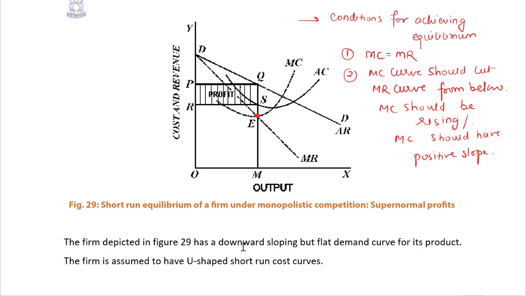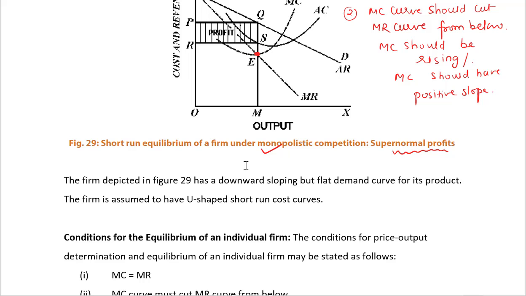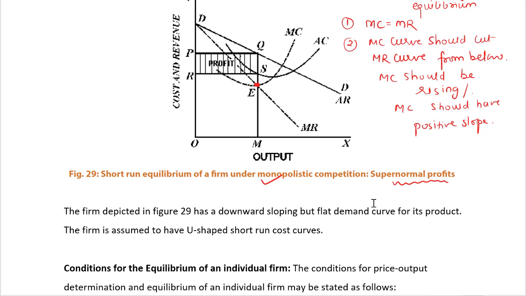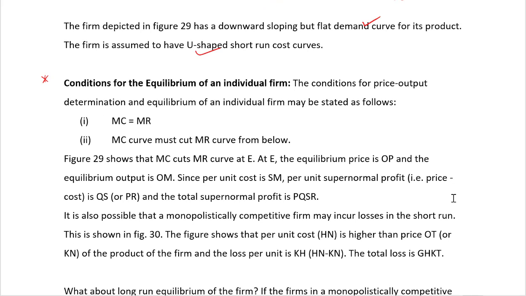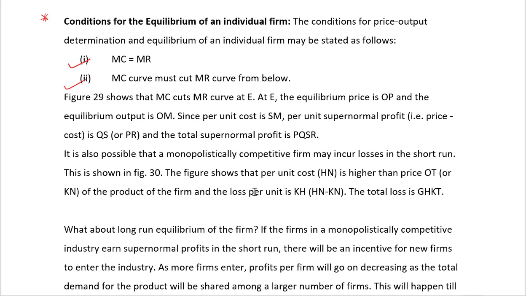So, short run equilibrium of a firm under monopolistic competition, the example of supernormal profits. The firm depicted in figure 29 has a downward sloping but flat demand curve for the product. The firm is assumed to have a U-shaped short run cost curve. The conditions for price-output determination and equilibrium of an individual firm may be stated as follows: MC equal to MR, and the MC curve must cut the MR curve from below.